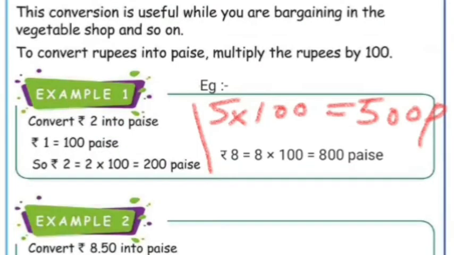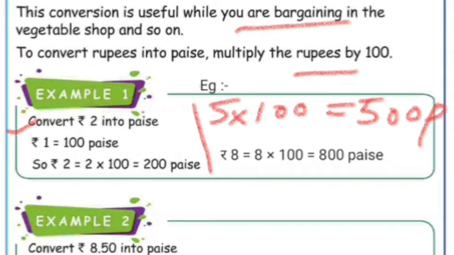Now this is the problem sum: conversion of rupees into paise. This conversion is useful while you are bargaining during purchasing grocery in the shops. To convert rupees into paise, multiply the rupees by 100. Just observe this first example.